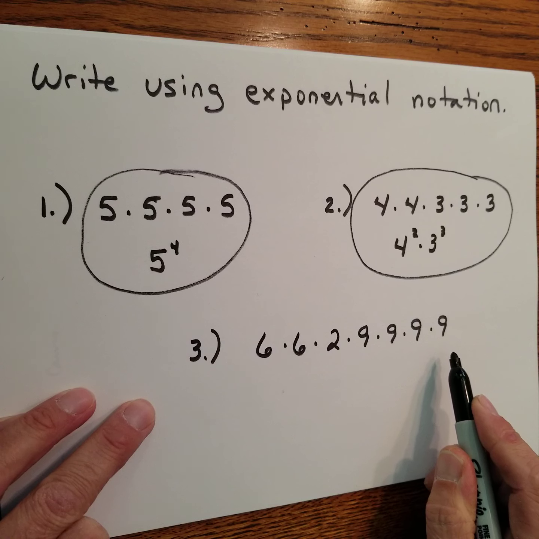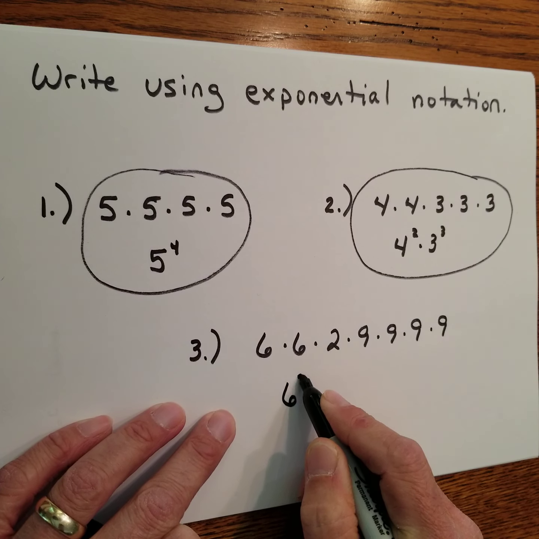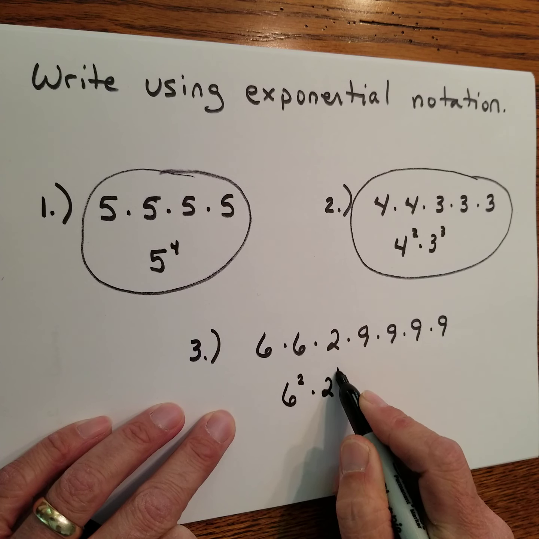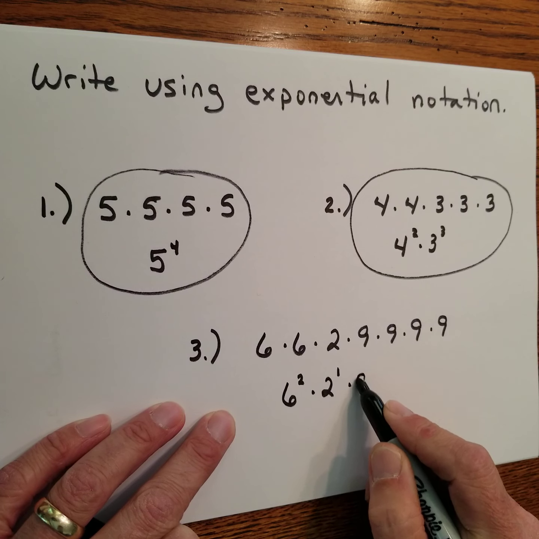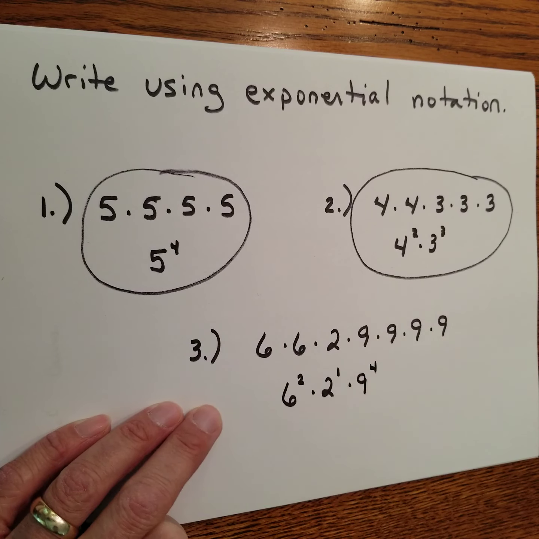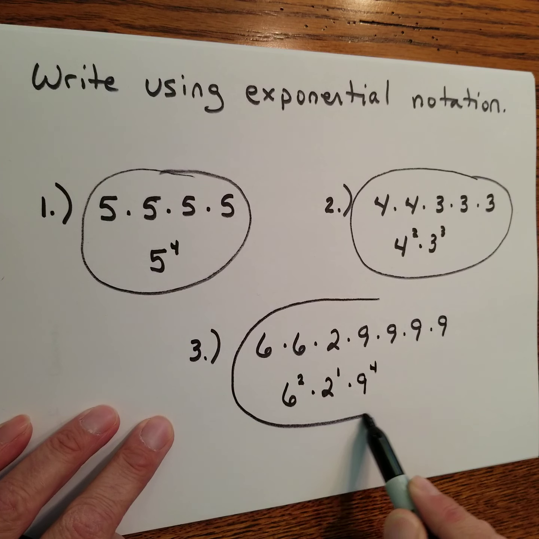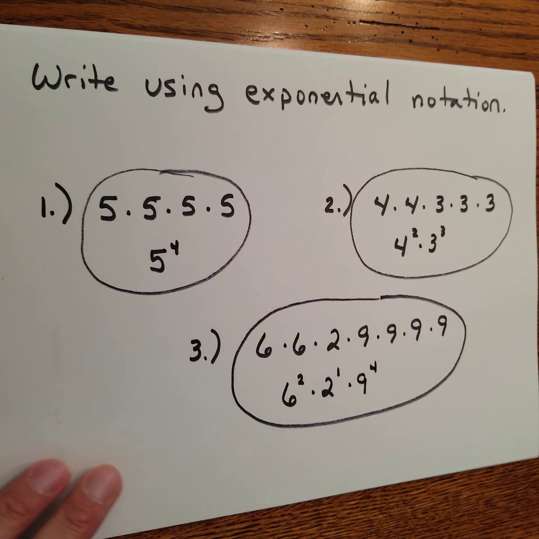Multiplying all these together, well, I see 2 6s. That's 6 to the 2nd power. I see 1 2, 2 to the 1st power, and 1 2 3 4 9s all being multiplied together, 9 to the 4th power. When you do your homework, you write the problem down, put the answer underneath it. These would get you full credit on a homework assignment.